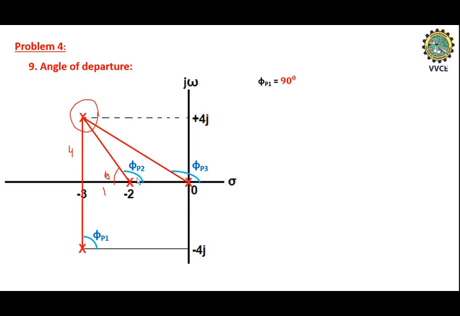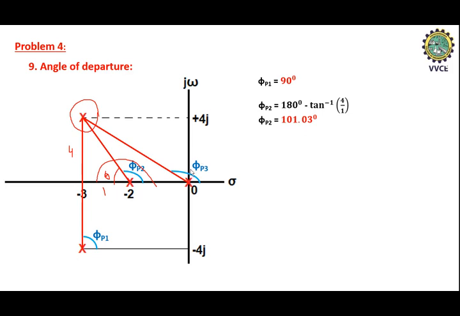So how to find out phi p2? Phi p2 can be written as 180, this complete angle is 180 degree, minus theta, that is tan inverse of 4 by 1. So for phi p2 I can write it as 180 degree minus tan inverse of 4 by 1. That gives 101.03 degree, that is phi p2.